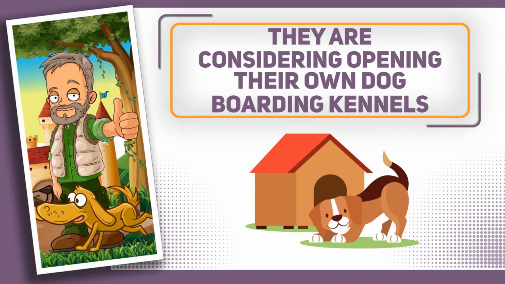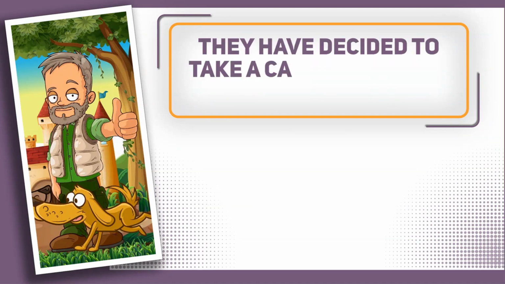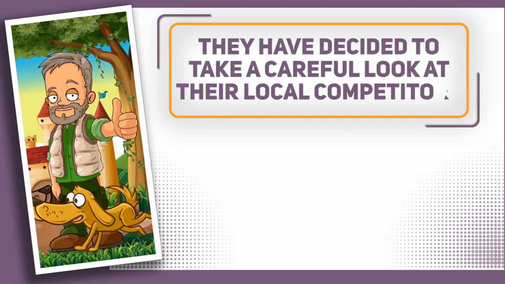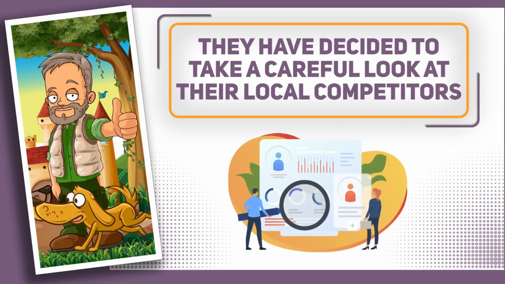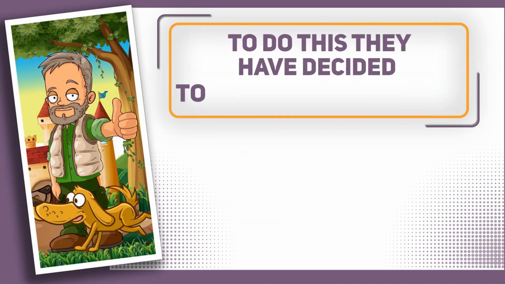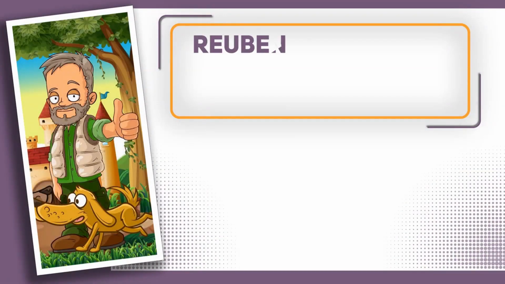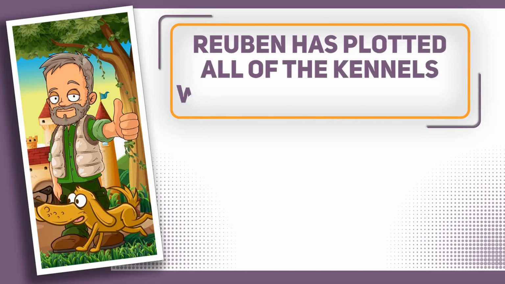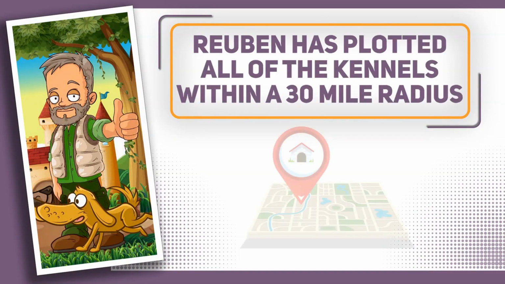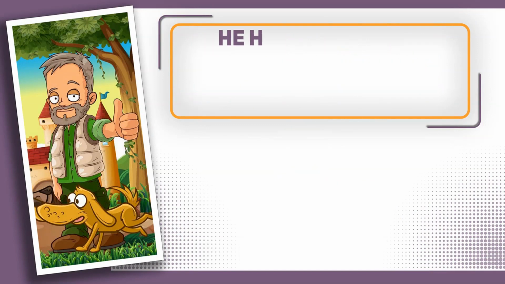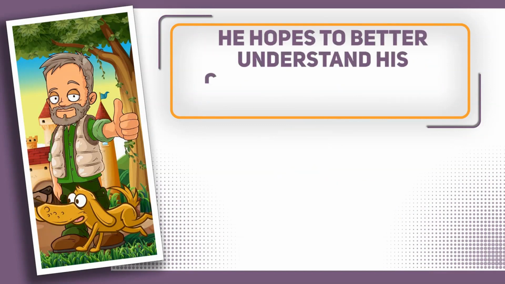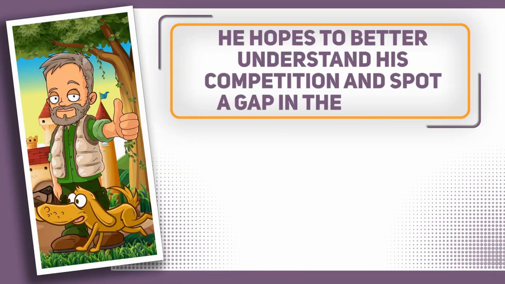They have not yet chosen their name or even built the kennels, but before they begin to make these decisions, they have decided to take a careful look at their local competitors, what they offer, and how much they charge. To do this, they have decided to use market mapping. So what is market mapping? Using a graph, Ruben has plotted all the local boarding kennels within a 30-mile radius. By undertaking this process, he hopes to better understand his competition and spot a gap in the market.